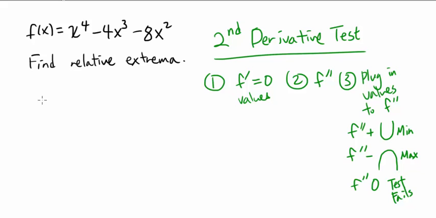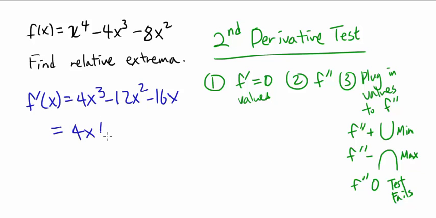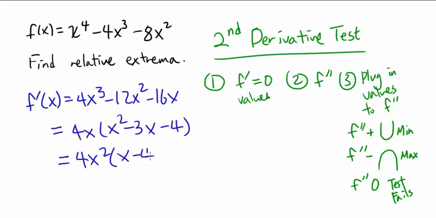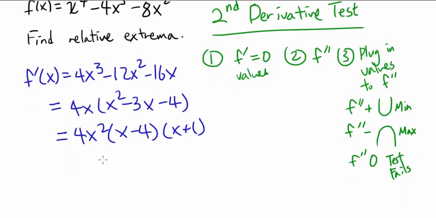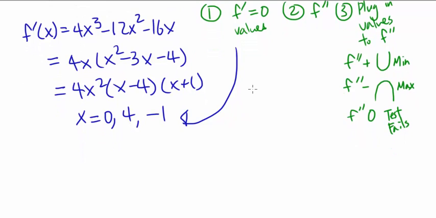We start by finding f prime. F prime of x is going to be 4x cubed minus 12x squared minus 16x. Let's factor out 4x: 4x times x squared minus 3x minus 4. We can factor the expression: x minus 4 times x plus 1. So where are the values such that f prime is equal to 0? Well, I see x equals 0, x equals 4, and x equals negative 1. So these are the values that we found in part 1, where f prime is equal to 0.